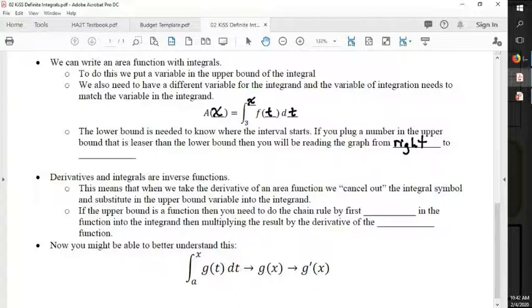Maybe I shouldn't have put that there. But maybe instead of saying right to left, you would just say backwards. Okay. Derivatives and integrals are inverse functions. Hey, this is fundamental theorem of calculus part 2, people. It's coming back. This means that when we take the derivative of an area function, we cancel out the integral symbol and substitute the upper bound variable into the integrand. If the upper bound is a function, then you will need to do the chain rule by first plugging in.